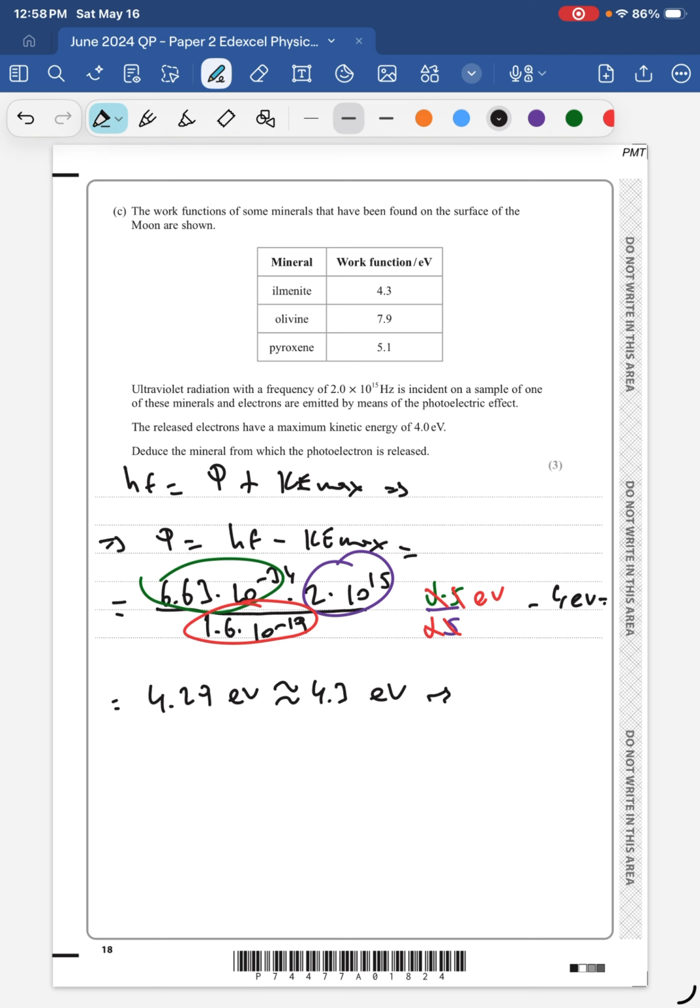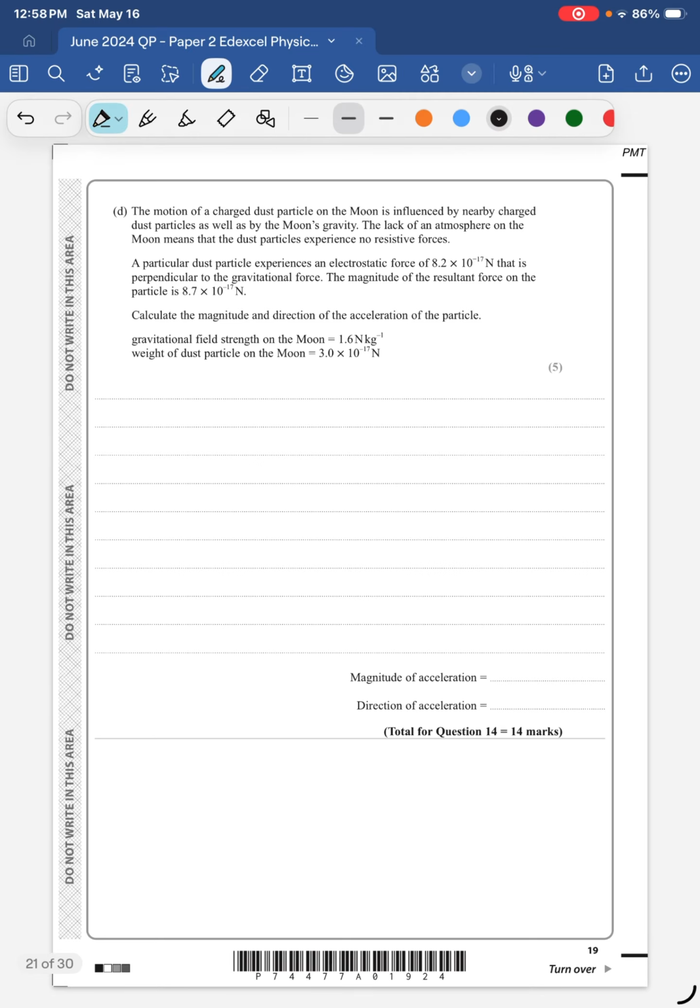So it's this mineral called ilmenite. I don't know. Let me know in the comments. Never heard of it before. Let's move on to part D.